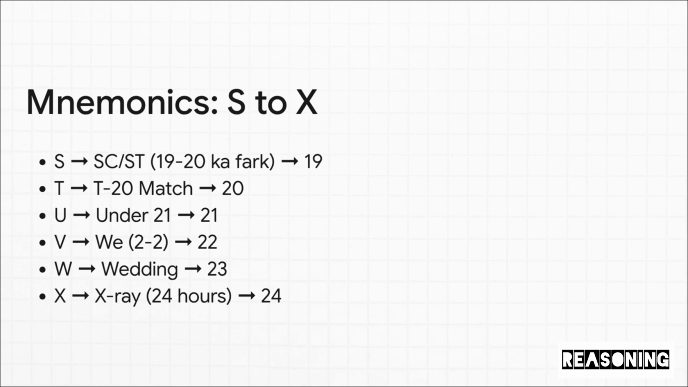Who doesn't know that? So T is 20. Next, U is for under 21. For V, think of the victory sign, or we. Humdu, hamari do. That's 22, so V is 22.